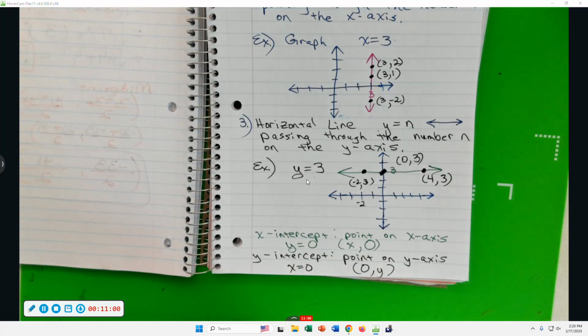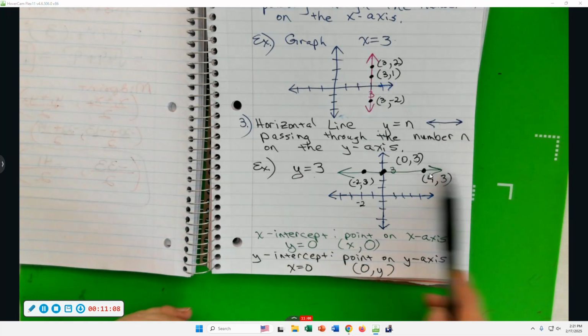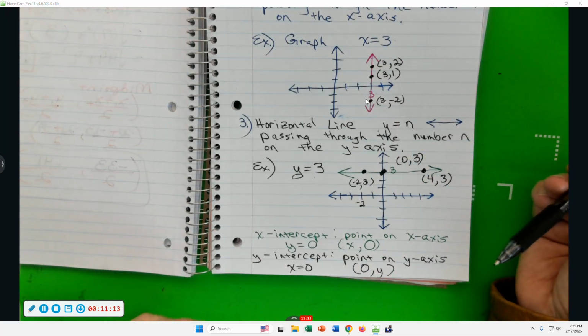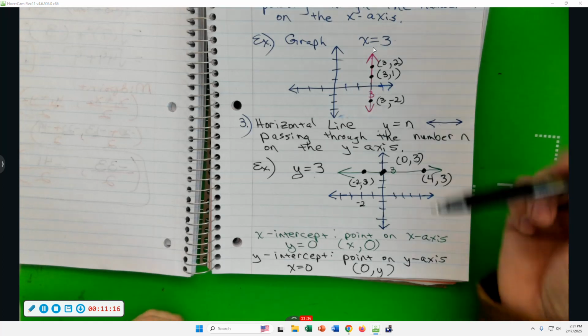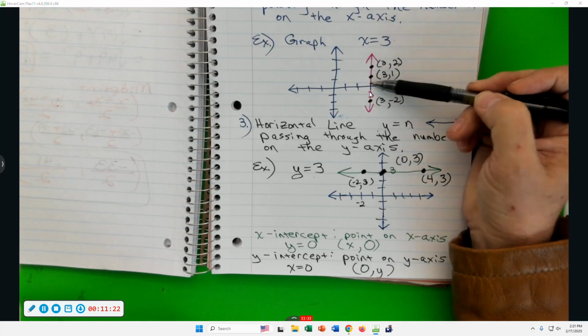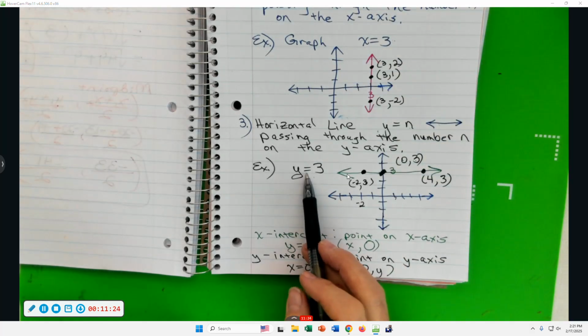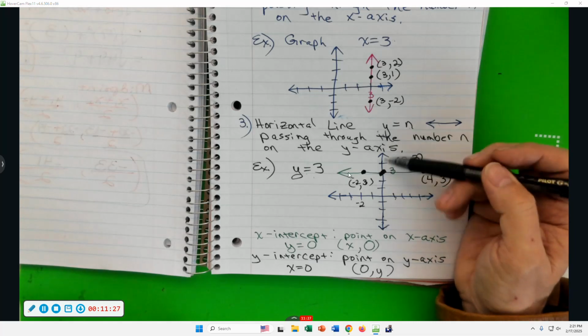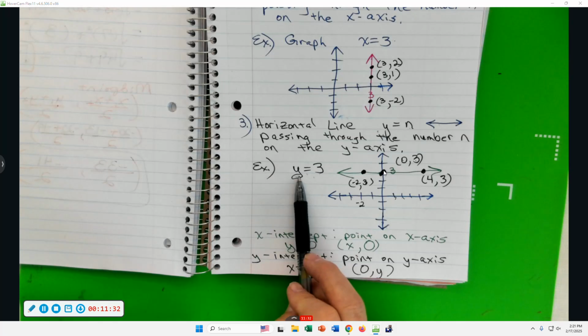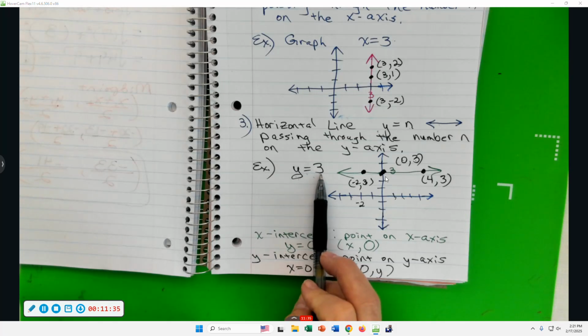Now, don't get confused. The y-axis is vertical, but y equals that line is horizontal. So it might be exactly the opposite of what you think. So you've got to think of it: it's crossing this axis at that number. It's passing through the x-axis at that number. Yeah, you're right. The y-axis is the vertical axis, but y equals 3 is telling you which axis it passes through and at which number. It passes through the y-axis at the number 3.